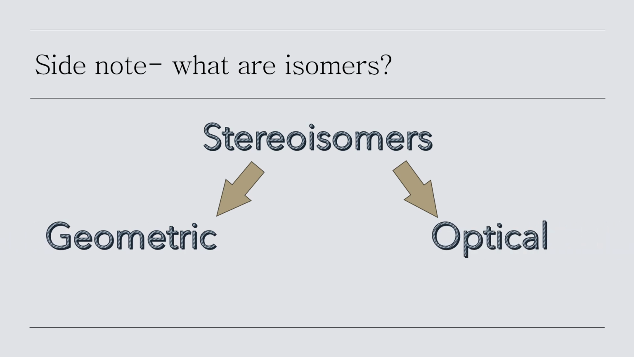Geometric isomerism is also known as cis-trans isomerism, or EZ. This type of isomer occurs when the free rotation of a bond is restricted, most commonly by a double bond. This results in a molecule which either has groups on the same side of the bond or on opposite sides of the bond. If they're on the same side, it is called a cis isomer or Z isomer, and if they are on opposite sides of the bond, they're called trans or E.